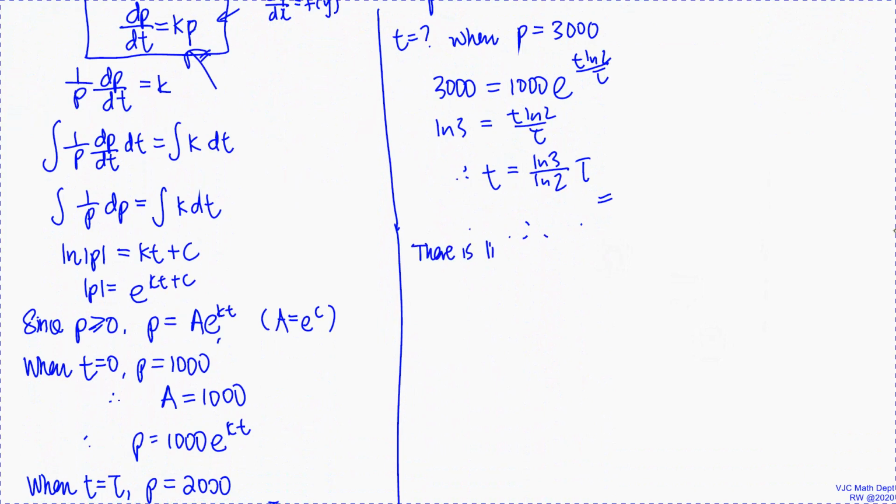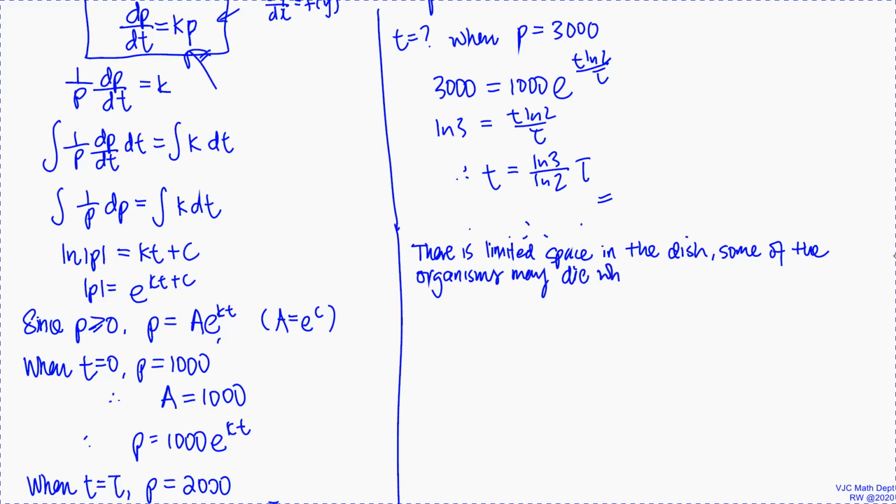So I think it's reasonable to say that actually there is limited space in the dish. So some of the organisms may die while fighting for food, for space and food. Now, this is not a story, this is not something that we come up with. You may or may not use the exact words.